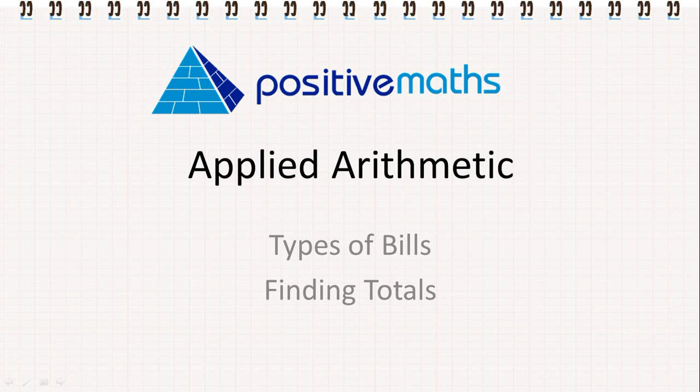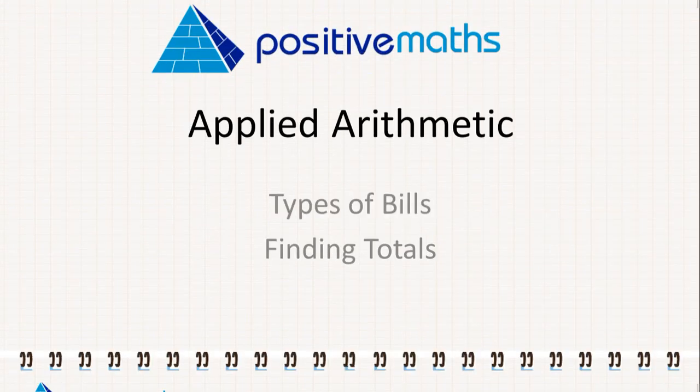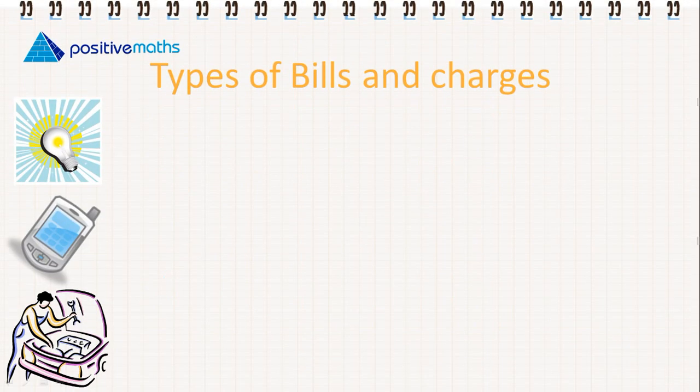In this video for Positive Maths, we're going to look at bills and finding totals. So first of all, we're just going to discuss the type of bills we can see in different questions. Some of the most common are the kind of household bills.